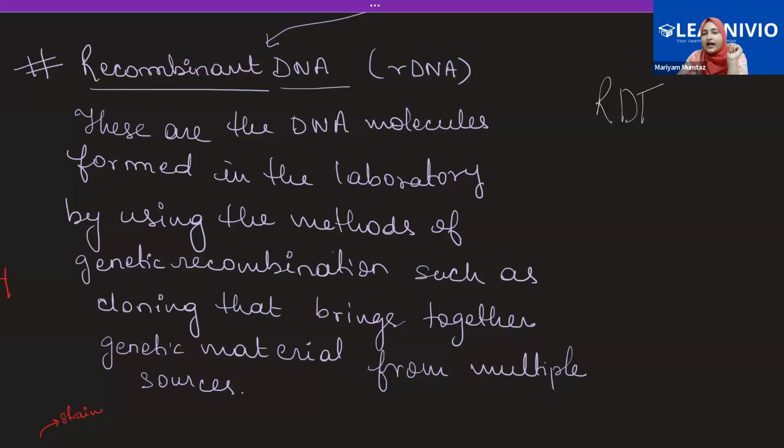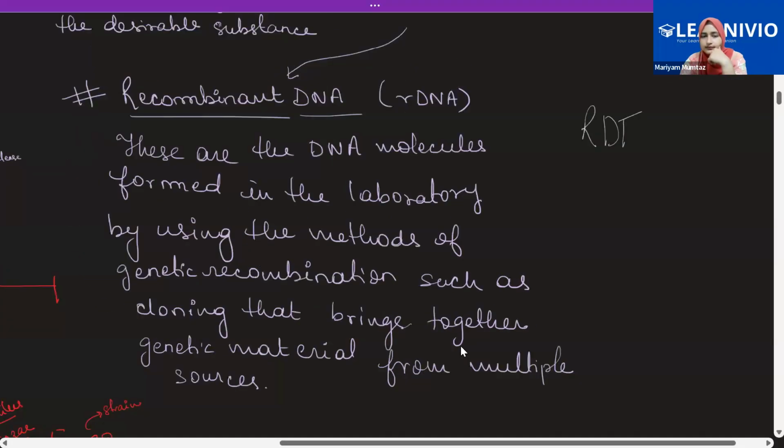This is the DNA that is altered. The altered DNA is called a recombinant DNA. These are the DNA molecules that are formed in the laboratory by using the methods of genetic recombination, such as cloning, that brings together genetic material from multiple sources. So that DNA which has been altered, either a lot of things have been added to it, or something has been subtracted from it. That is called recombinant DNA, which we are going to work with throughout this chapter. Clear?